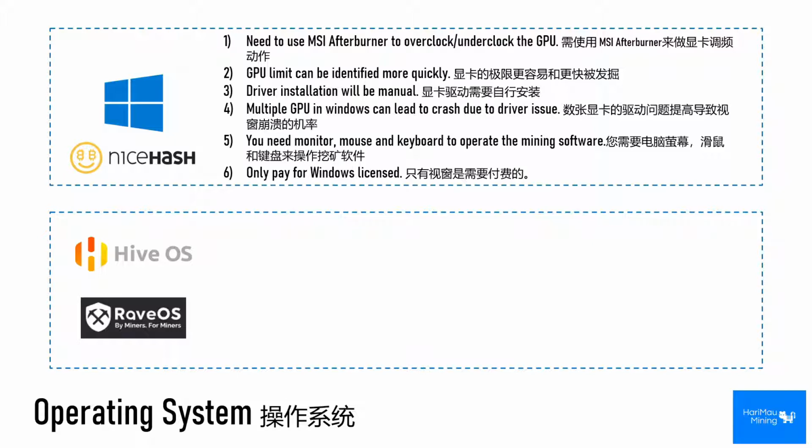Whenever you are using MSI Afterburner to do the overclock, when you hit the limit of the GPU, meaning that during the core clock or the memory clock you go over the limit of the GPU, the driver will crash or Windows will crash. Then immediately you know what the limit for the GPU is.